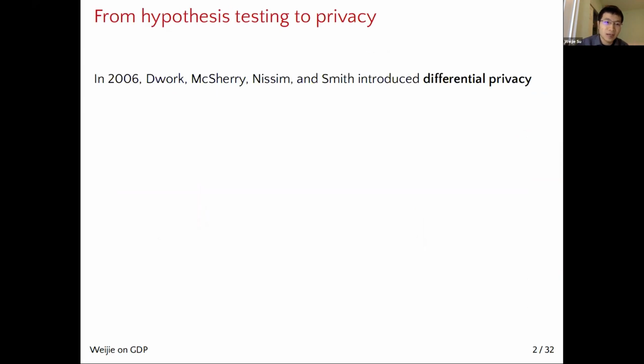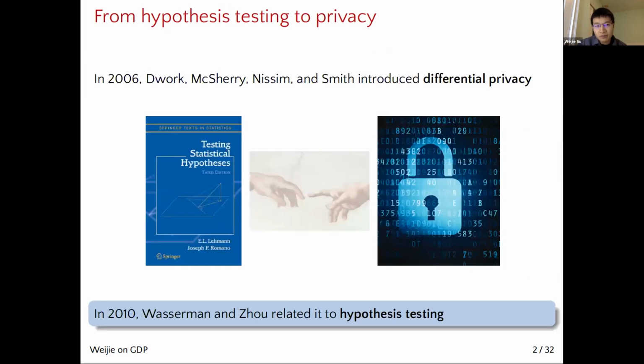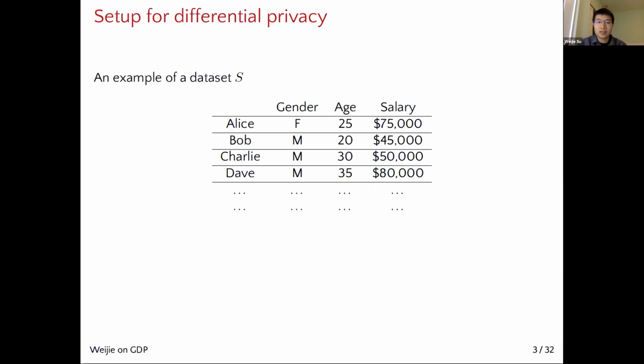So in 2006, 4 computer scientists, Cynthia Dwork, Frank McSherry, Kobbi Nissim, and Adam Smith introduced a privacy definition called differential privacy. 4 years later, a paper by Larry Wasserman and Shuheng Zhou made a connection between differential privacy and hypothesis testing. So this is really a connection between some computer science stuff and something our best friend, hypothesis testing. So let me elaborate on this connection.